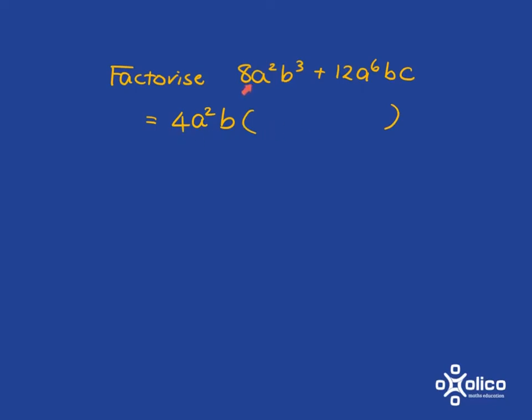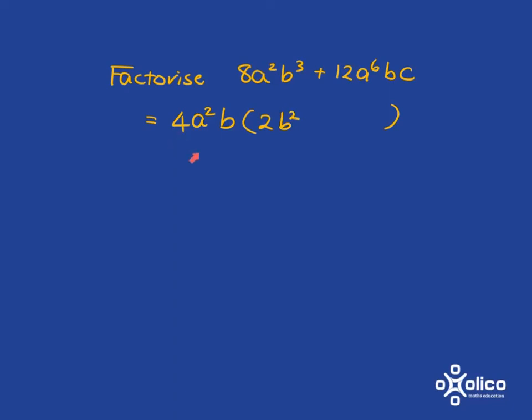This multiplied by this must get me to 8a squared b cubed. Well, 4 times 2 gets me to 8. A squared times what to get me to a squared? Well, it's just going to be a squared multiplied by 1. But we don't need to actually write the 1 in there because 2 times 1 just gives me 2. And then b multiplied by b squared will get me to b cubed.